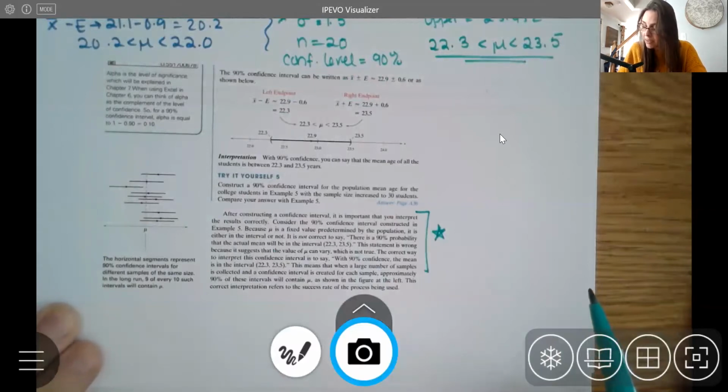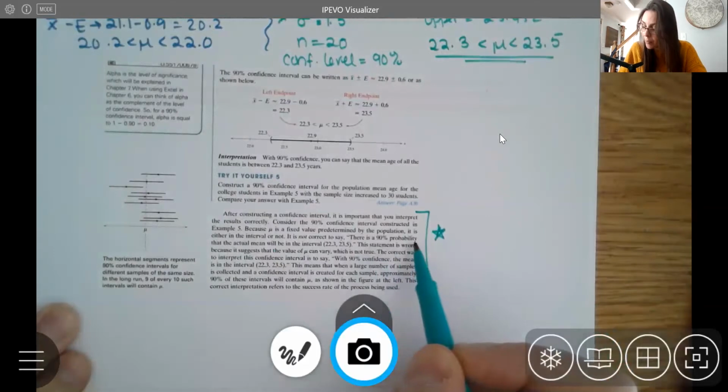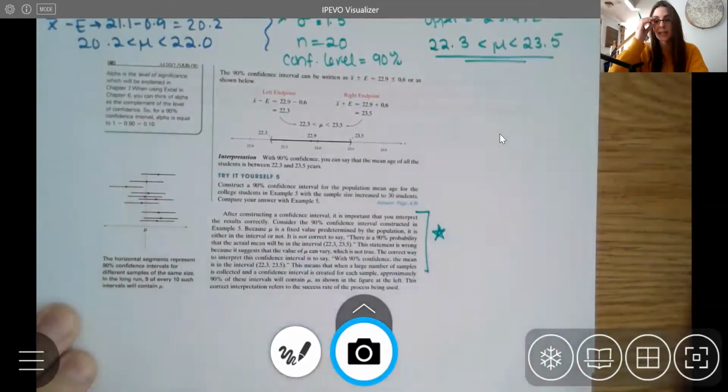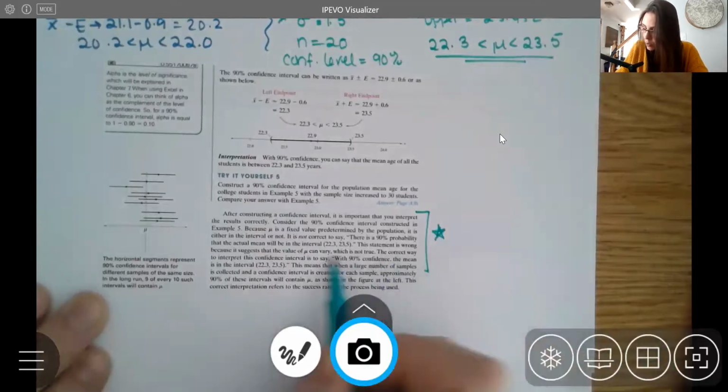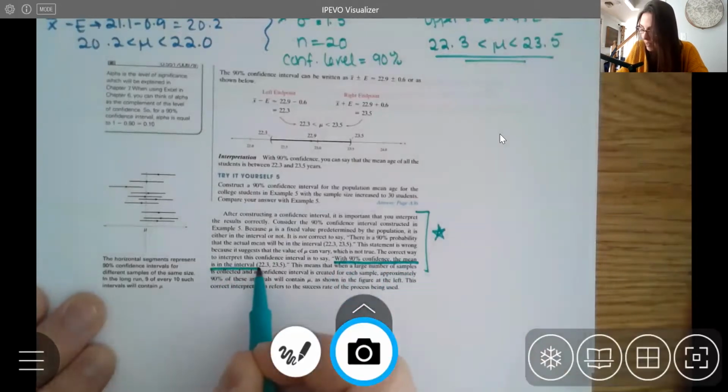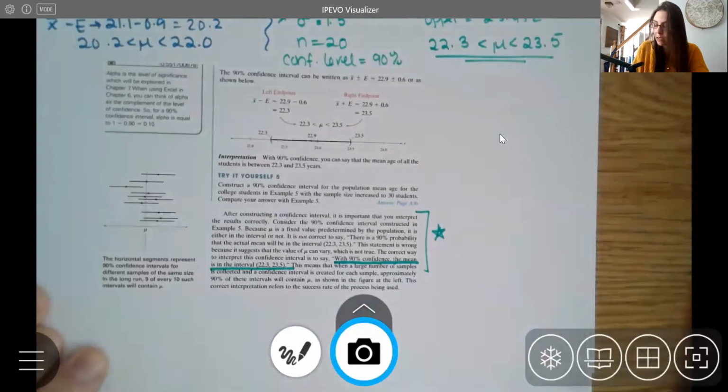It is not correct to say there is a 90% probability that the actual mean will be in the interval, or there's a 90% chance. That is not the correct interpretation. This is a wrong statement because it suggests that the population mean can vary, which it cannot. So the correct way to interpret this confidence level is to say the following. With 90% confidence, the mean is in the interval 22.3 to 23.5.